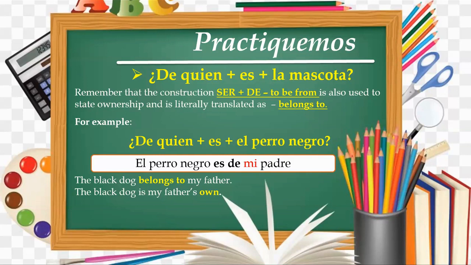Look at that carefully. Look at the structure of that sentence. ¿De quién es la mascota? Whose pet is it? Or who does the pet belong to? Or who owns the pet? However you decide to say that, just get that meaning in your head. And then let's look at how we respond. El perro negro, the black dog, belongs to my father, or the black dog is my father's own. However you decide to say that.